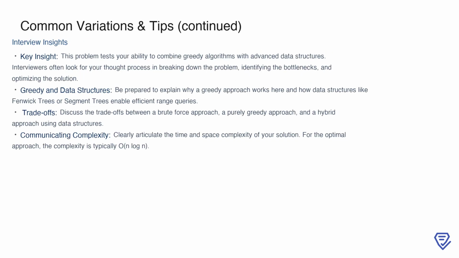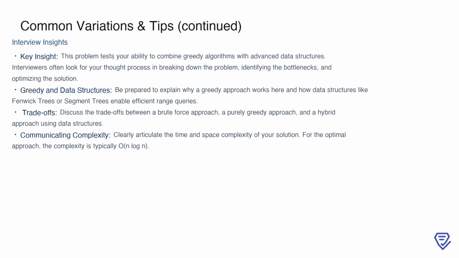From an interview perspective, this problem is often used to evaluate your ability to combine a greedy algorithm with advanced data structures. It's not just about deriving the solution but also about demonstrating your thought process. You should be prepared to explain how you break down the problem, identify bottlenecks, and use tools like Fenwick trees or segment trees to optimize performance. A key insight here is understanding why a greedy approach works and how these data structures enable efficient range queries, which are essential for minimizing swaps.